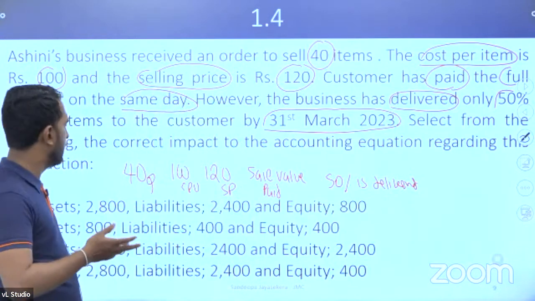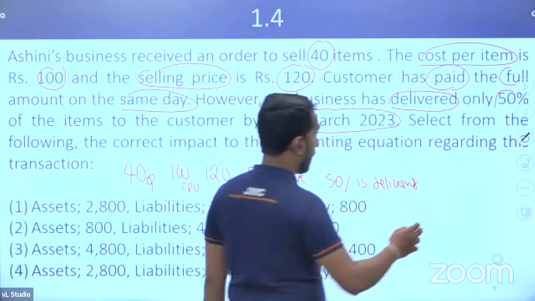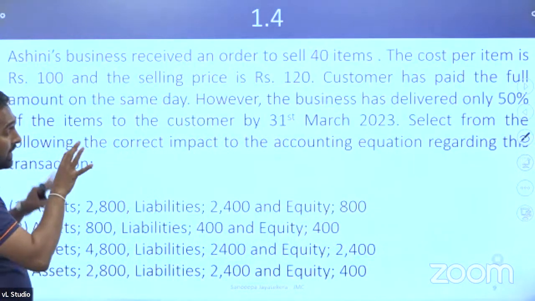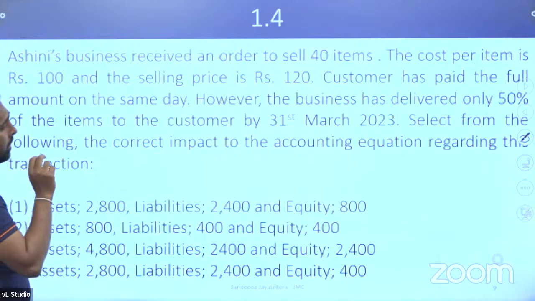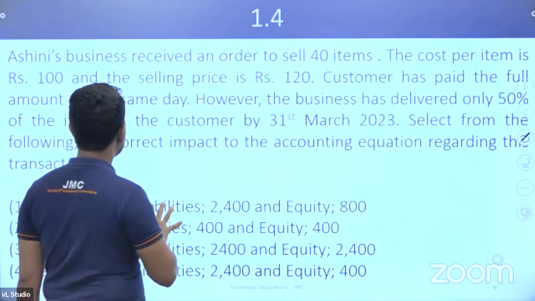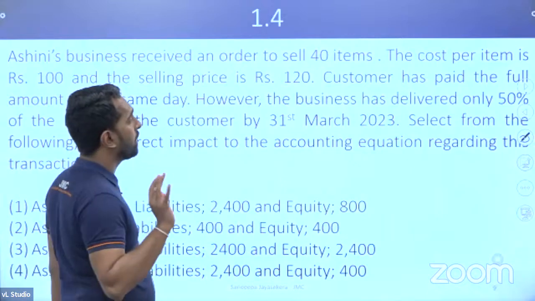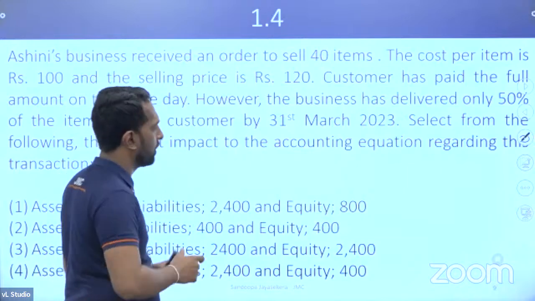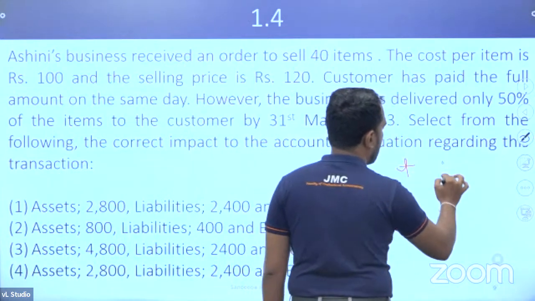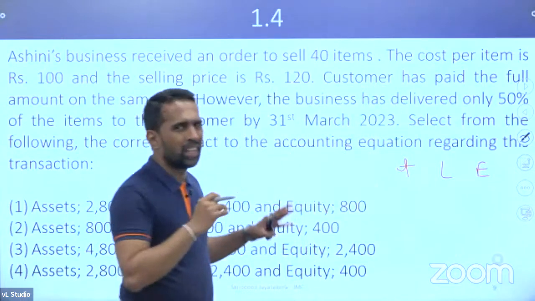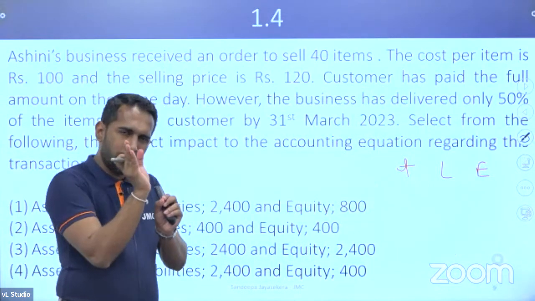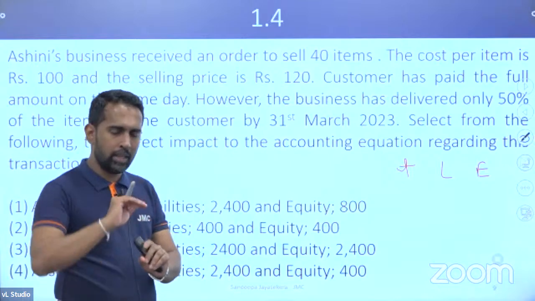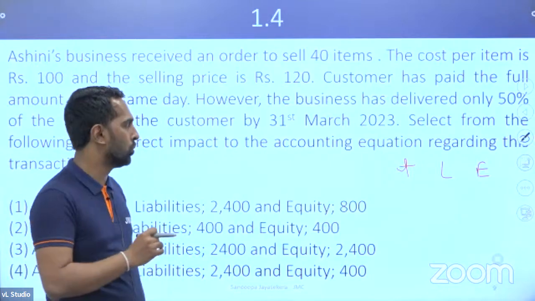For the time being, let me work out the answer. But carefully look at this one. This is a good question. Now, we'll take one by one separately. 40 items are there, 100 is the per unit cost, 120 is the per unit selling price. We'll take assets, liabilities, and equity. In this type of question, you need to crack it into several elements, see each separately, then take the total impact. That is how we are supposed to do.